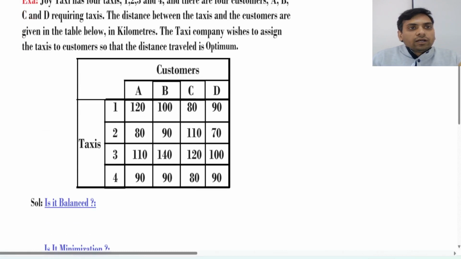In this one taxi company, Joy Taxi. Joy Taxi has 4 taxis. Name 1, 2, 3, 4. And there are 4 customers A, B, C, D. Requires taxis. The distance between the taxis and the customers are given in the table in kilometers. The taxi company wishes to assign the taxis to customers so that distance travel is optimum. Optimum, what is optimum? Any idea? Anyone? What is optimum?